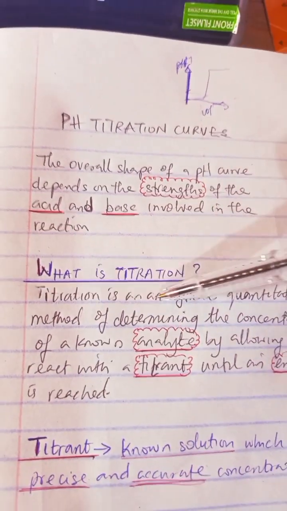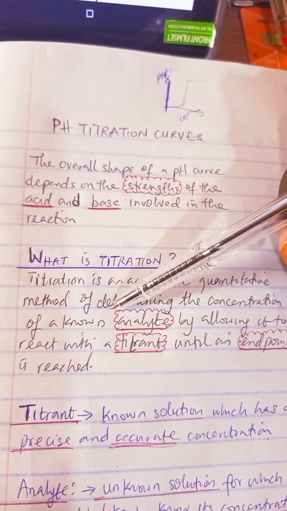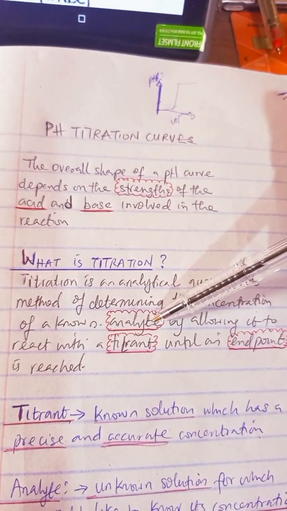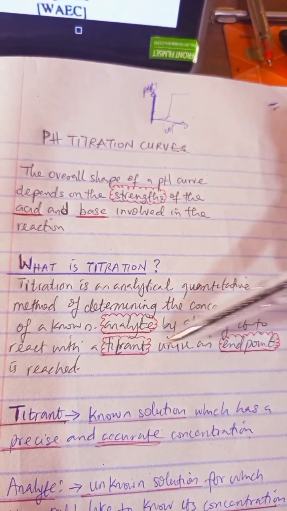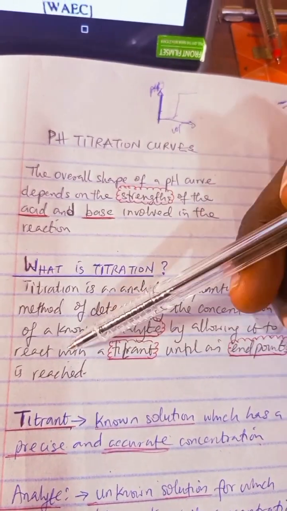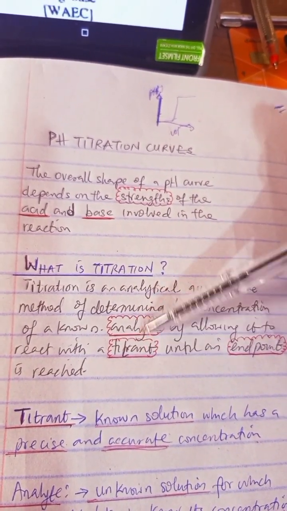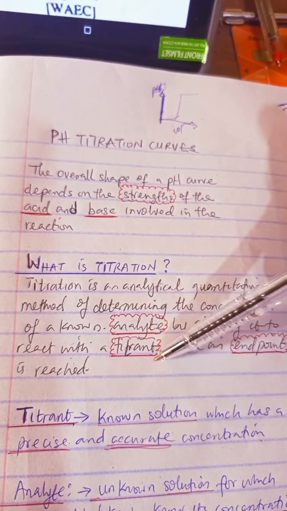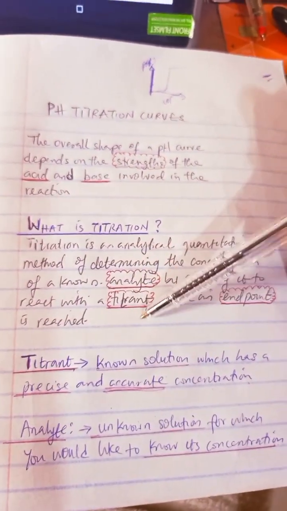Now, what is titration? Titration is an analytical quantitative method of determining the concentration of an unknown analyte by allowing it to react with a titrant until an endpoint is reached. Basically, in titration, there are two reagents being used: the analyte and the titrant. I'm going to give you the meaning of titrant and analyte later, as you can see from the notes here.